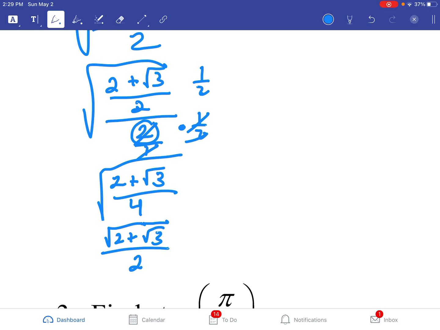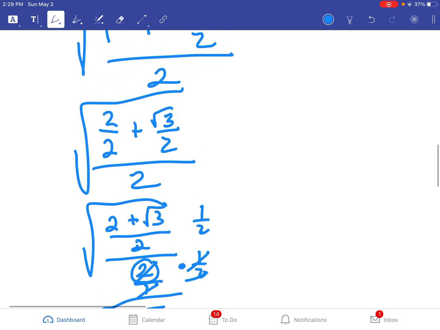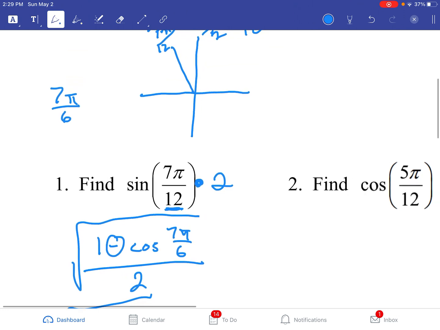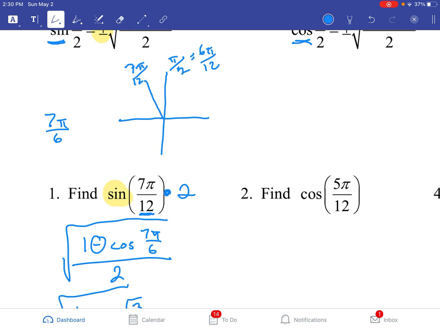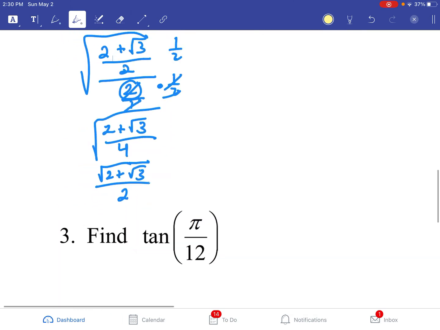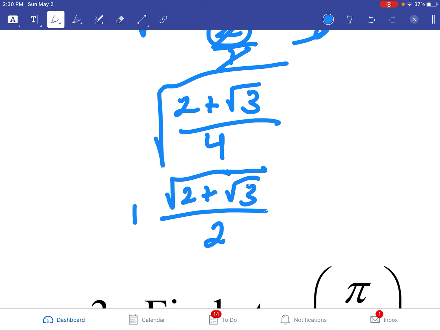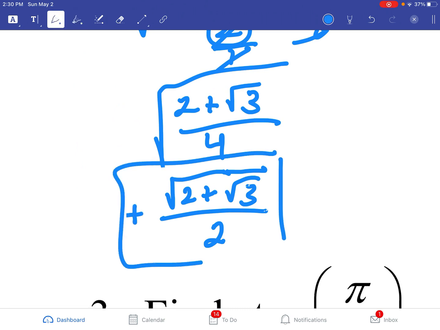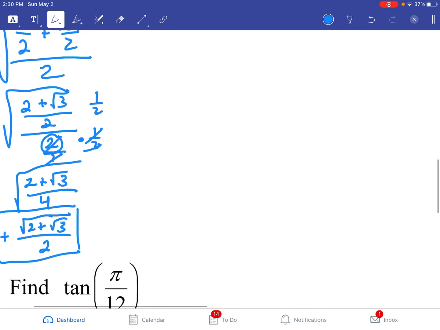Now we're going to go back to that plus or minus that we had at the beginning. We're dealing with sine. So we want to know, in this quadrant, where 7 pi over 12 resides, what is the sine value for that radian? Well, it's in the upper quadrant, so it's going to be plus. And that's it. That is your half-angle formula for sine. All right, next.